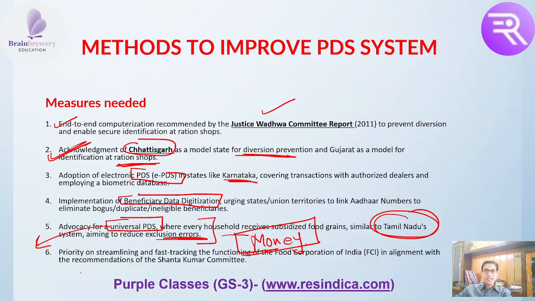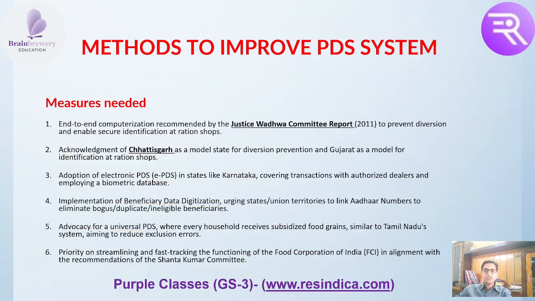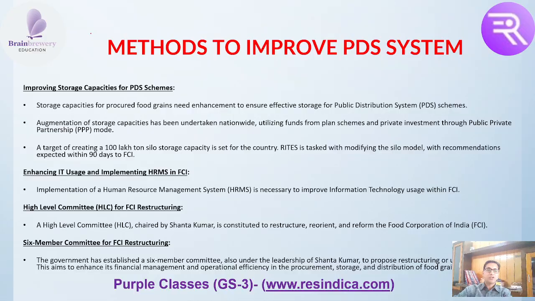Fast tracking, very very important. Fast tracking of the FCI and proper restructuring of the FCI should happen as per the Shanta Kumar committee. You should all remember that the Shanta Kumar committee is related to FCI restructuring. Then we also have to improve the storage capacity for the PDS scheme. There are a lot of places where we need to provide additional storage capacities. A lot of targets have to be set at the state, district, local and block level, everywhere, and storage capacity with modern storage facilities has to increase.